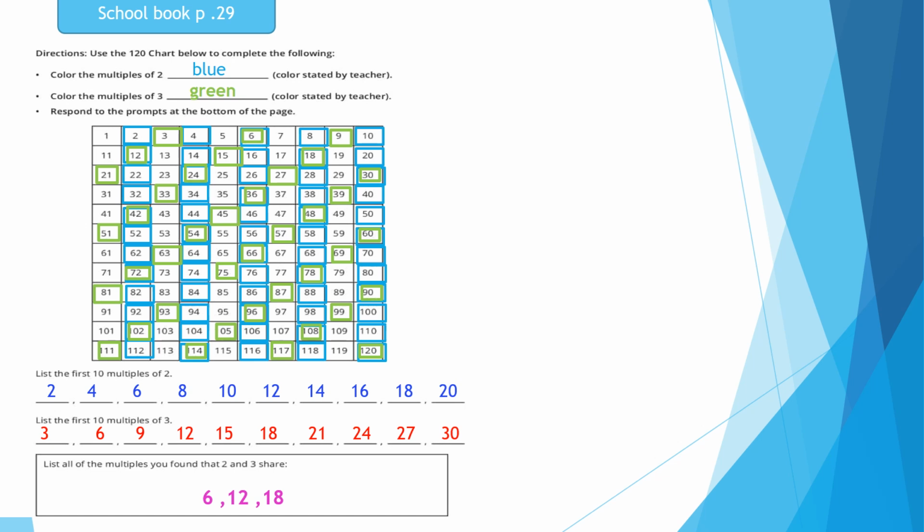Can you notice anything? 6, 12, 18. These are skip counting by 6. Do you notice this? We have 6. If we added another 6, it will be 12. If we added another 6, it will be 18. So, if we skip count by 6, these numbers will be in multiples of 2 and 3 together.